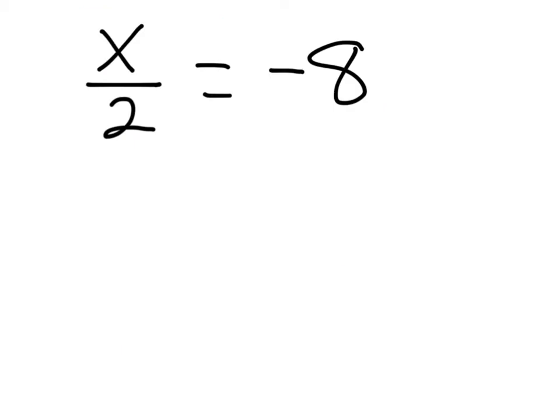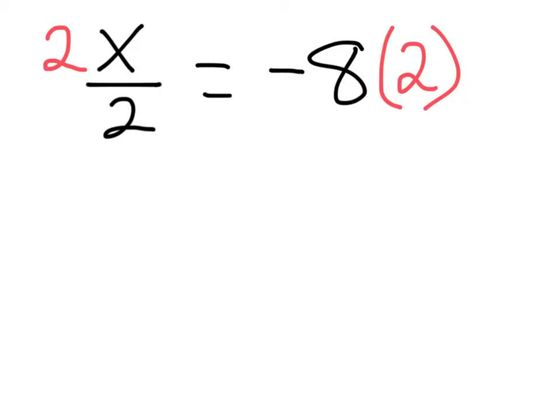Let's look at this very first one. I can see that it's x divided by 2 equals negative 8. Well, the very first thing we're going to need to do is the opposite of division, which is multiplication. And we've got the numerator on top and the denominator. We're going to multiply both sides by 2 so that we can simplify.